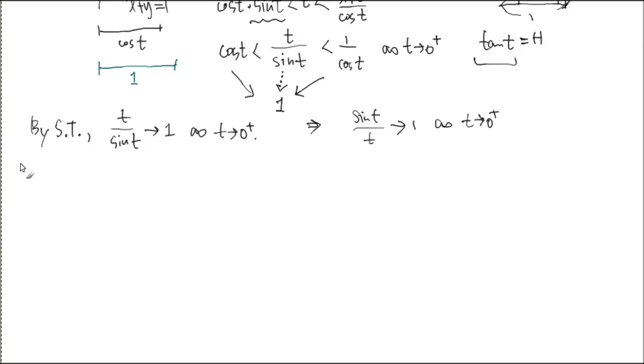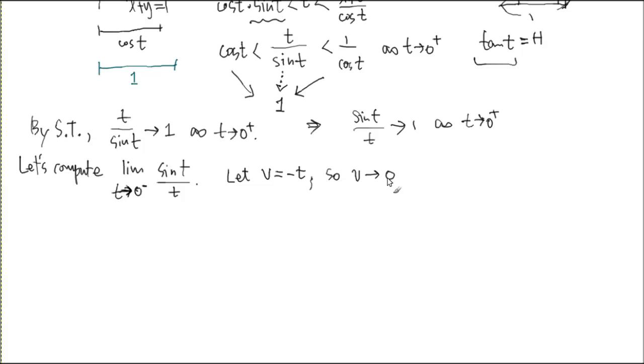So let's compute. What do we compute? The limit as t approaches 0 from the left, right? We just did it from the right. So it's sine t divided by t. Let's compute that. Let v be, what is v going to be? Everybody remember this trick? Negative t. So that when t remains a negative number, v becomes positive but still approaching 0. So v approaches obviously 0 from where? From the right. That's right. T is negative, v is positive.